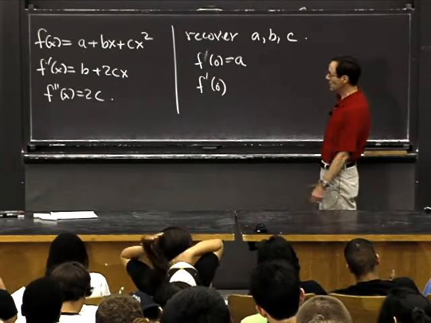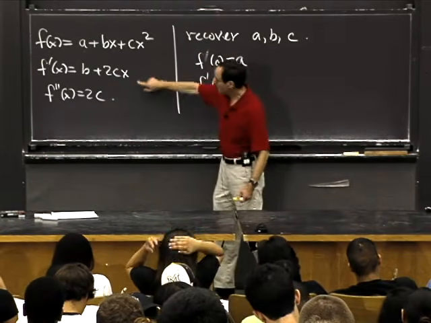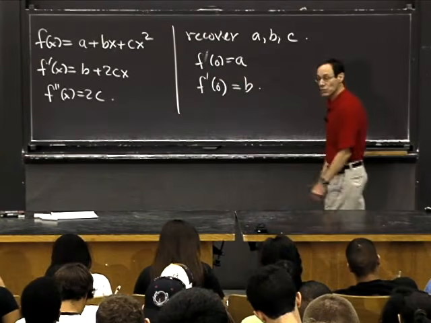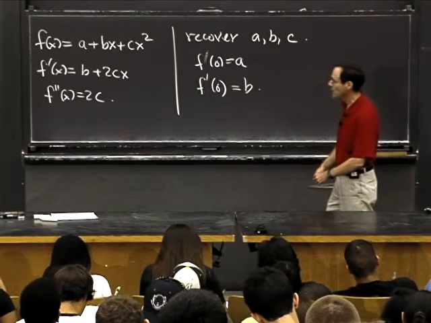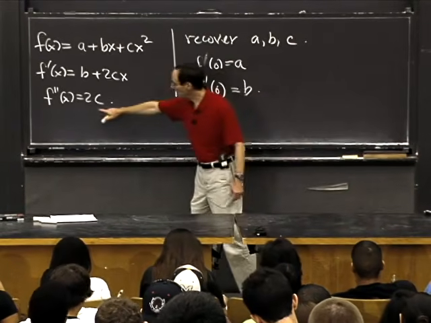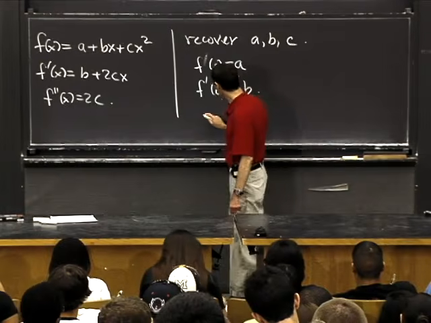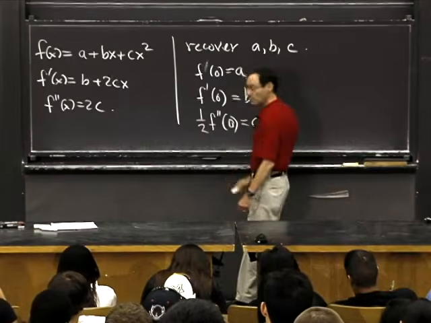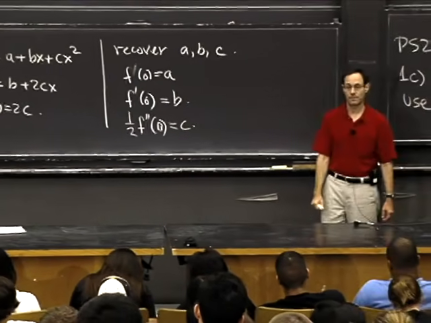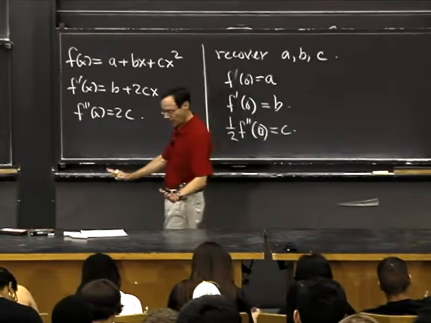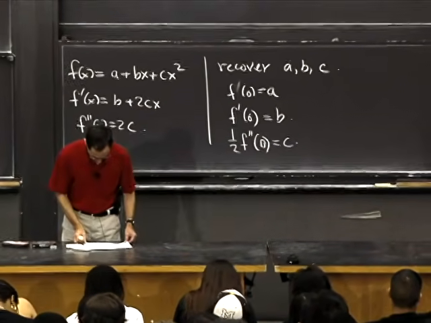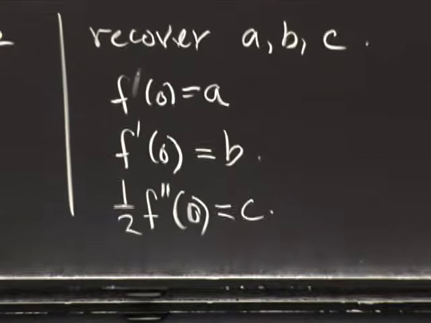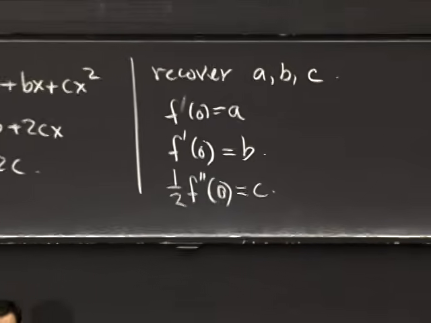Now f prime of 0, that's this next formula here. I plug in 0 here, and I get b. That's also good, and that's exactly what the linear approximation is supposed to be. But now you notice f double prime is 2c. So to recover c, I'd better take half of it. And that's it. That's the reason. There's no chance that any other formula could work, and this one does. So that's the explanation for the formula.